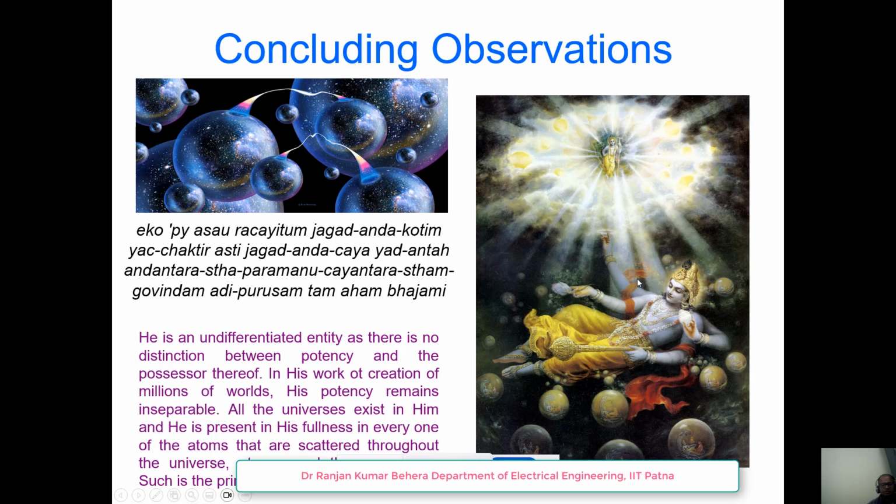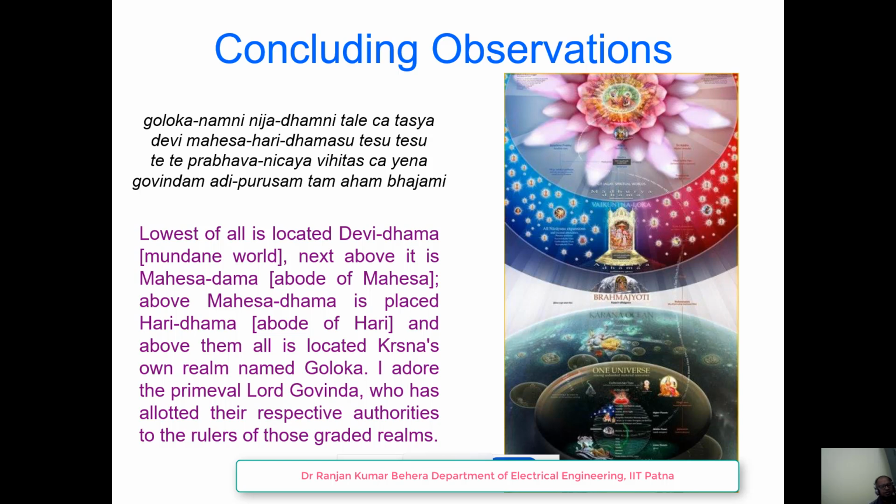So this is how the universe is floating, and it is maintained by the Lord. Nijadhamni tale tasya devi mahesa hari-dhamesu tesu tesu te te prabhava-nicayah, govindam adi-purusham tam aham bhajami. He says that the topmost is called Goloka Vrindavan, and the lowermost planetary system is called Devi Dham, where we worship Mother Durga, and there is also the abode of Mahesh, Lord Shiva's Dham, which is Kailas, and there is Haridham. All these dhamas are located here, and this is the structure of the universe you can see. This is one of the universes.